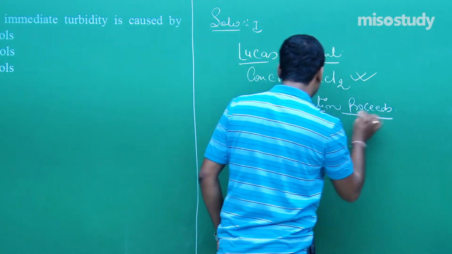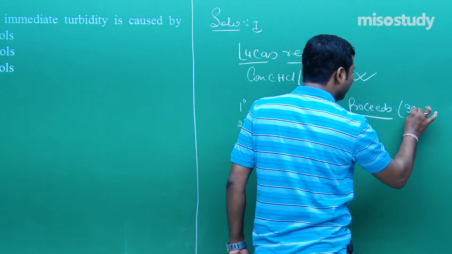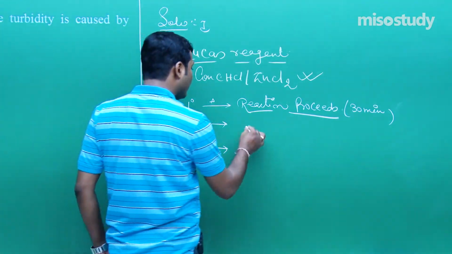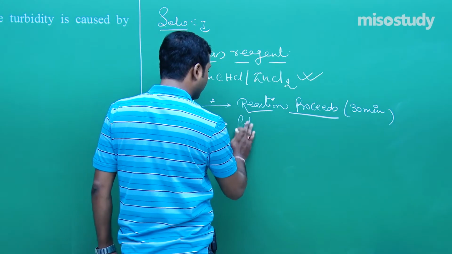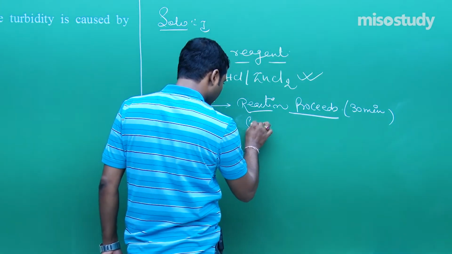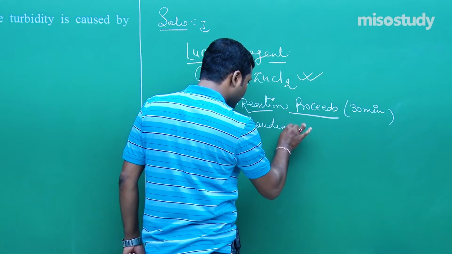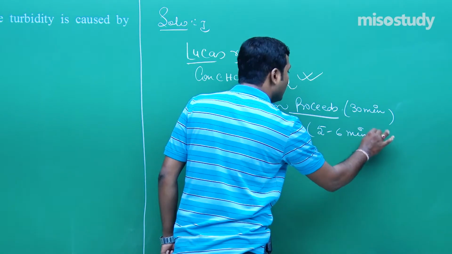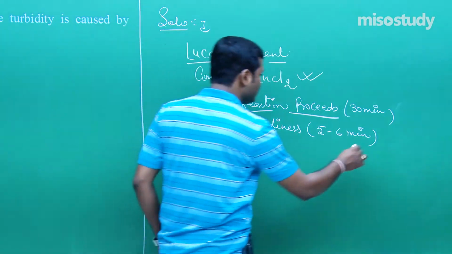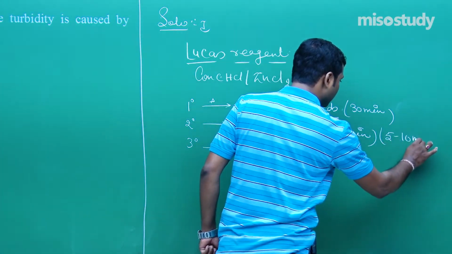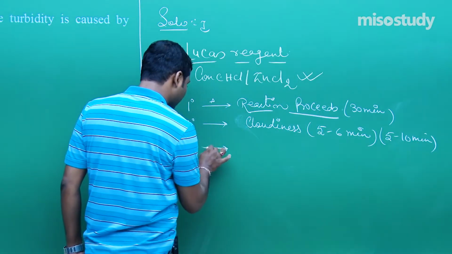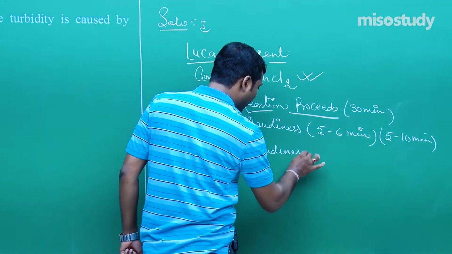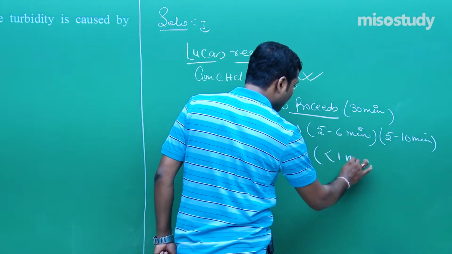Clear? After that, it will take around 30 minutes. But in case of 2 degree alcohol, cloudiness appears, that is, a reaction takes place, halide formation. Cloudiness appears within 5 to 6, or sometimes 5 to 10 minutes. Okay. But if I take 3 degree alcohol, then cloudiness appears immediately, that is, in less than 1 minute.